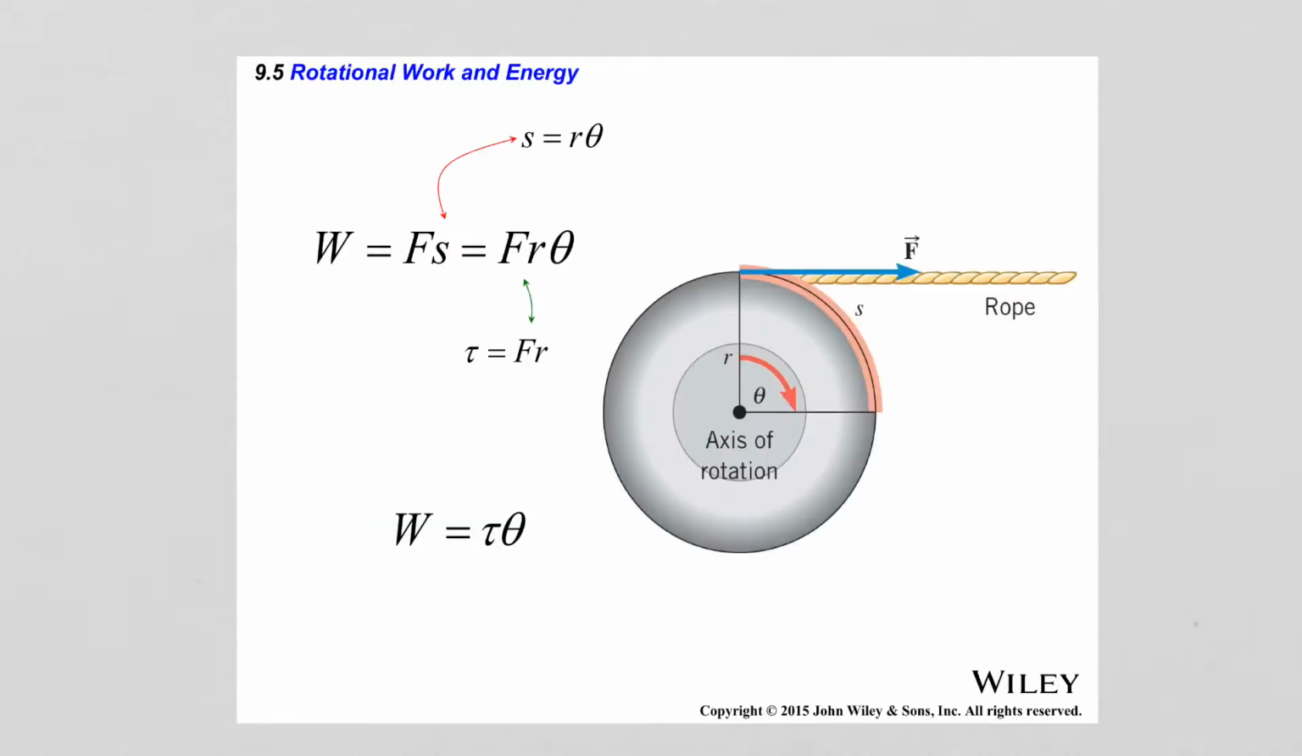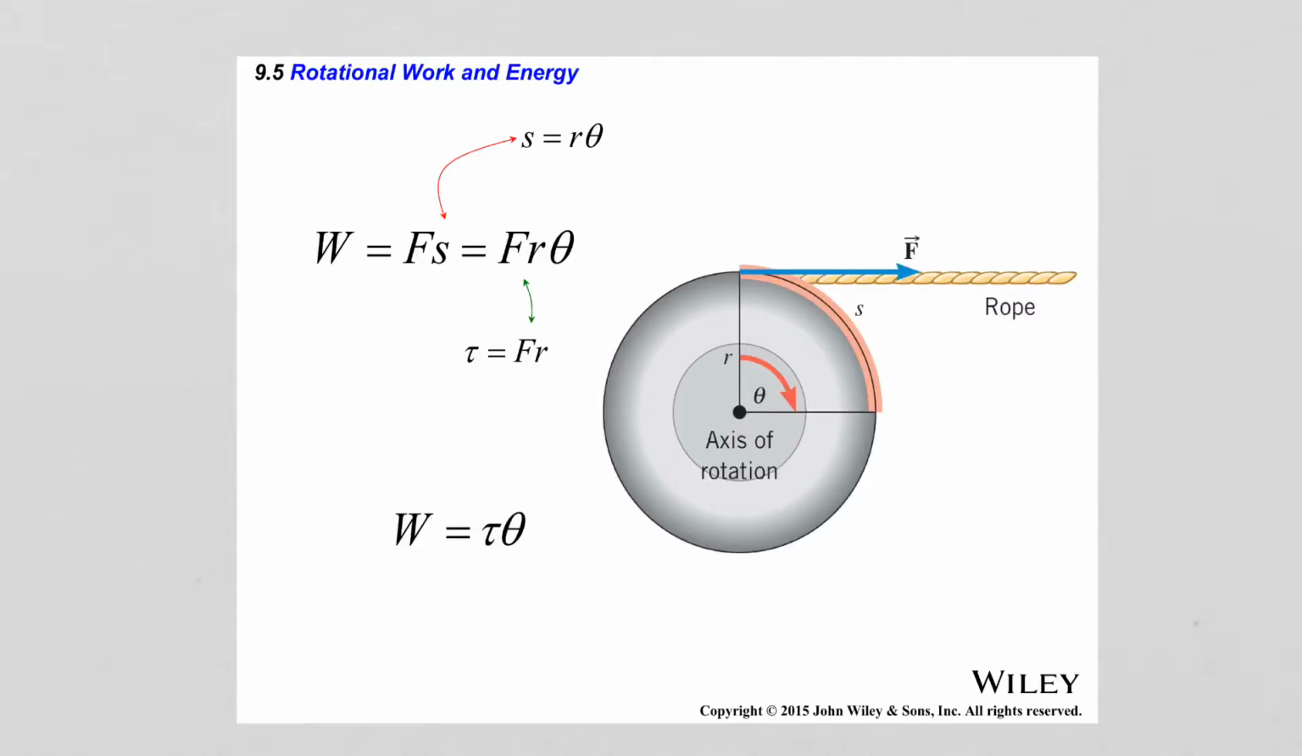We saw in the sections about translational motion that when force is applied, an object moves a certain distance or displaces a certain distance, work is done by that force. So let's see what is the equivalent of work in rotational motion and also the energy that an object possesses when it rotates.